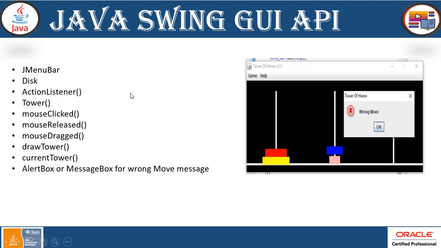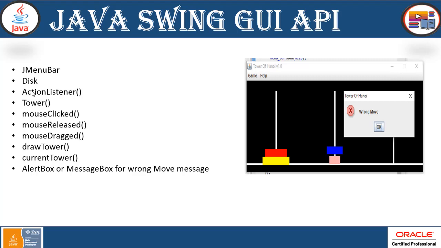For Tower of Hanoi using the Java Swing graphical user interface API, we need a board. That is what we have created with JFrame in Swing. And then we have a JMenuBar where we are going to have menus like new game, exit game, and score if you want to add, and help and exit. Disk, we need to create a disk. We also need an action listener method, because we are going to have interaction with the user. So we need to implement and override the action listener method.